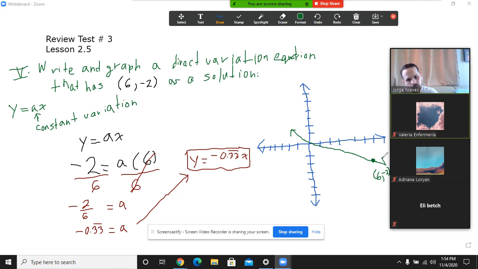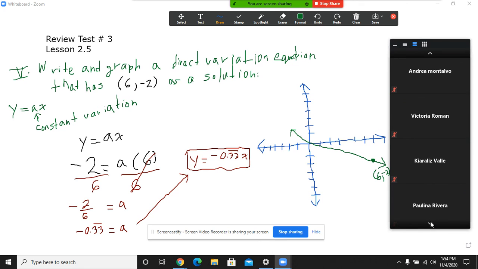And there you would have your direct variation equation and graph. Okay. Any questions so far?